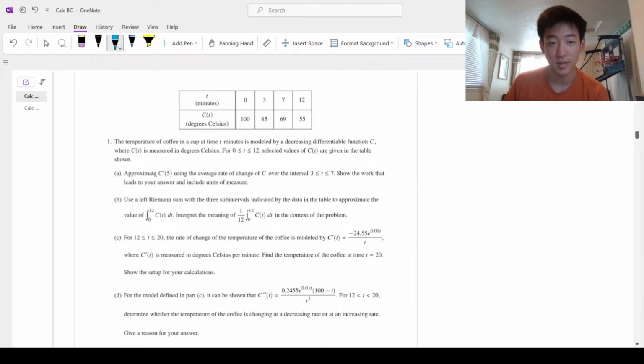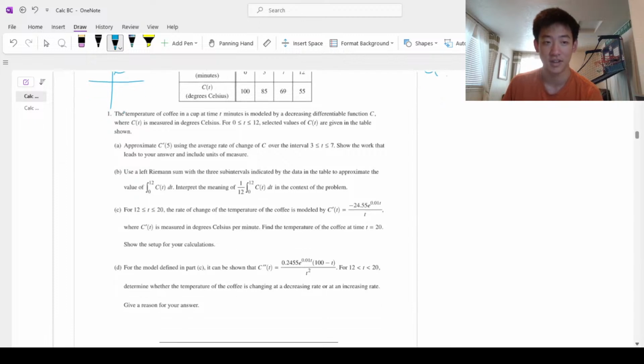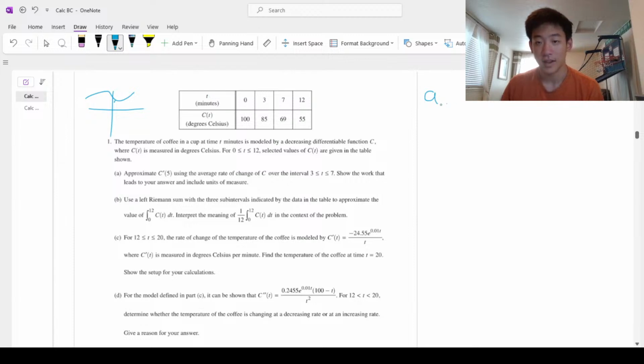It wants us to approximate c prime of 5, or the derivative of c at t equals 5, using the rate of change of c over the interval 3 less than or equal to t less than or equal to 7. Show the work that leads to your answer and include units of measure. Okay, so this is just basically an average rate of change, which is going to be approximately equal. So if you have any function, if you take these 2 points and draw a line and find the slope, that slope is kind of close to the derivative. That's kind of the idea.